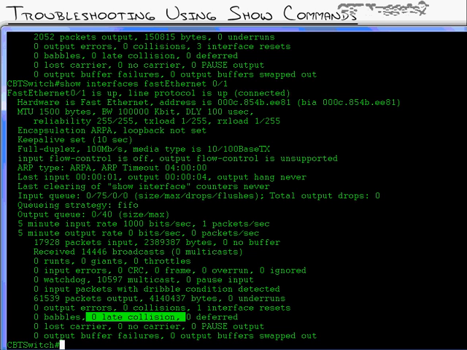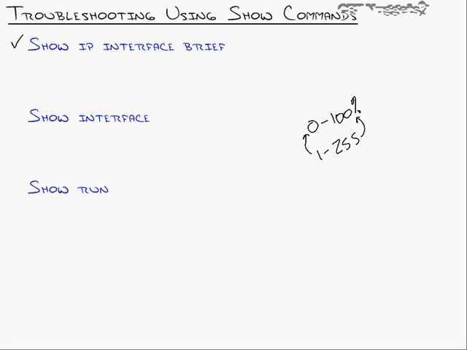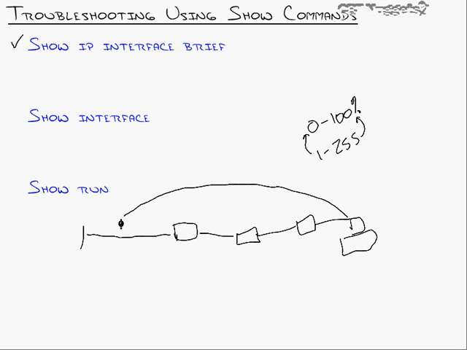A late collision typically happens if your cable is too long, meaning you've actually started going beyond the 100 meter maximum of the Ethernet cable, or you've got maybe a device in the middle and then another 100 meters and then another switch and then another 100 meters, meaning the actual distance from one end or one PC to whatever it's trying to reach over here has become too long.